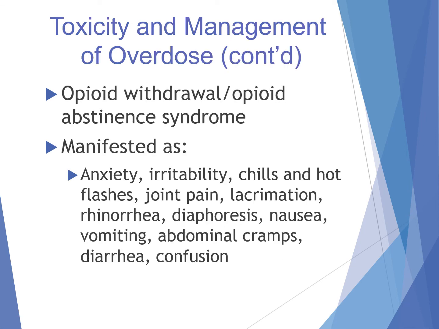Opioid withdrawal and opioid abstinence syndrome can occur. It is manifested by anxiety, irritability, chills and hot flashes, joint pain, lacrimation, rhinorrhea, diaphoresis, nausea, vomiting, abdominal cramps, diarrhea, confusion. Any of those medical terms you do not know what they are, I need you to write an index card, look it up, and make sure you learn it.